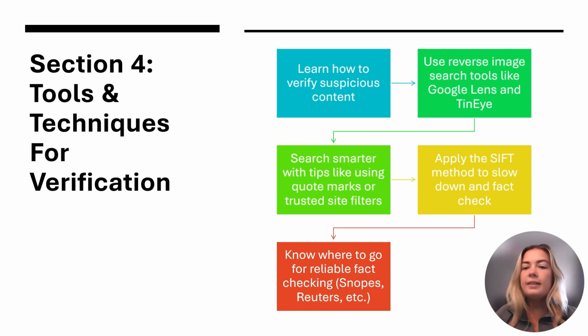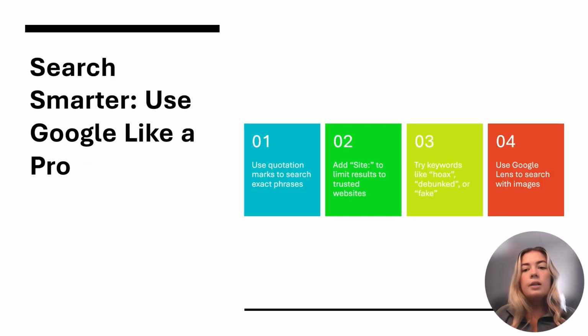Welcome to Section 4 on Tools and Techniques for Verification. So in this section, you'll learn practical steps to help verify suspicious content and protect yourself from falling for false information. We'll cover things like how to search smarter on Google, how to use reverse image tools, where to find reliable fact-checking sites, and how to apply the SIFT method to think critically before sharing. So let's start with simple ways to level up your Google searches.